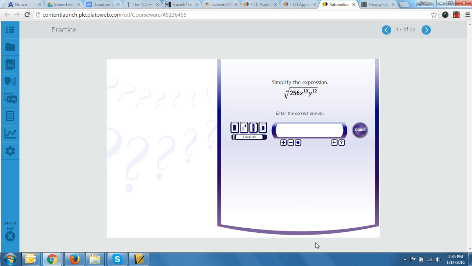All right, so this is right where we picked up off of our last video. For this one, the first step that I want to do is change the radical sign symbols, and I want to use the exponents for this one. So I'm going to have 256 to the 1/4, x to the 10/4, and y to the 12/4.